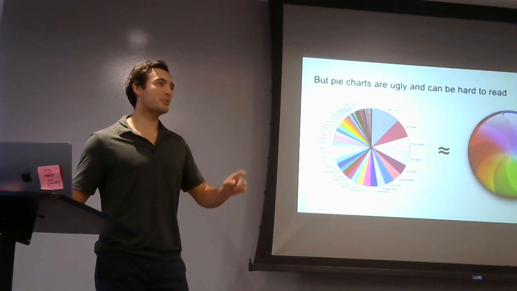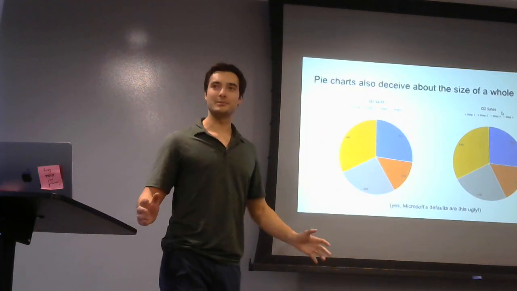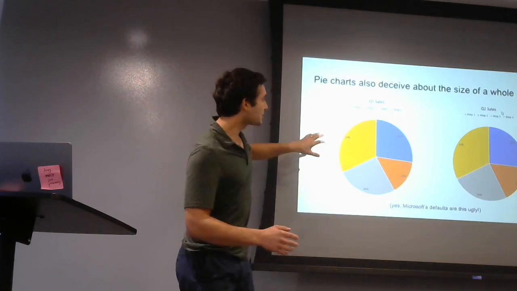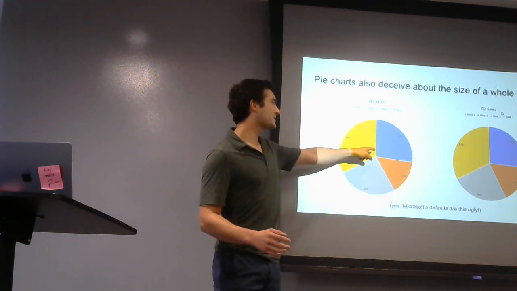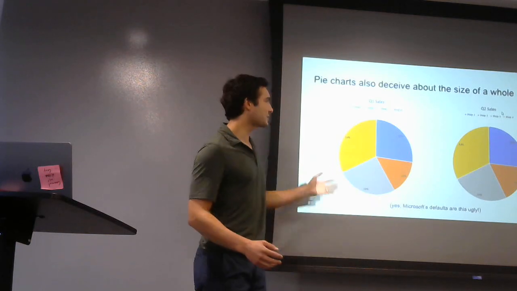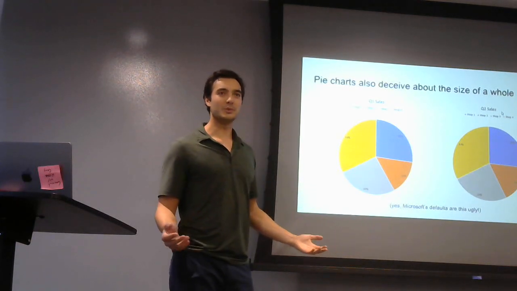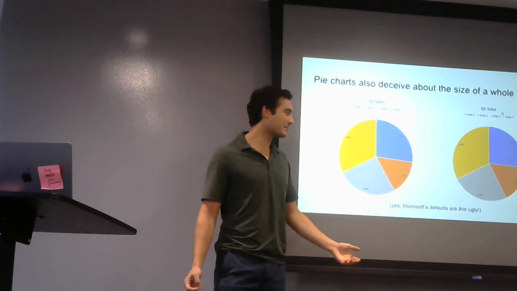But that's not the only problem with pie charts. Pie charts also deceive you about the size of a whole. Sure, they can show you the relative proportions, and you can know that store 4 right here is killing it. And you know that this is doing more than store 1, but if this is Q1 and that's Q2, what's going on? Well, I don't know. I can't tell you. I can just tell you that the proportions of each sales are the same.